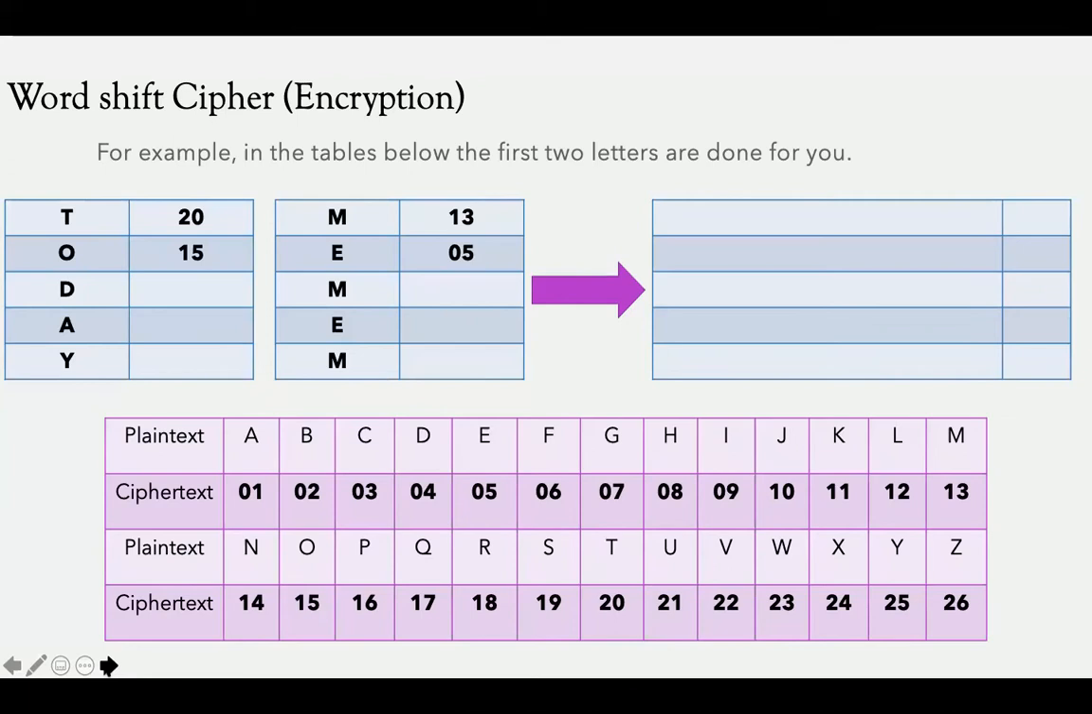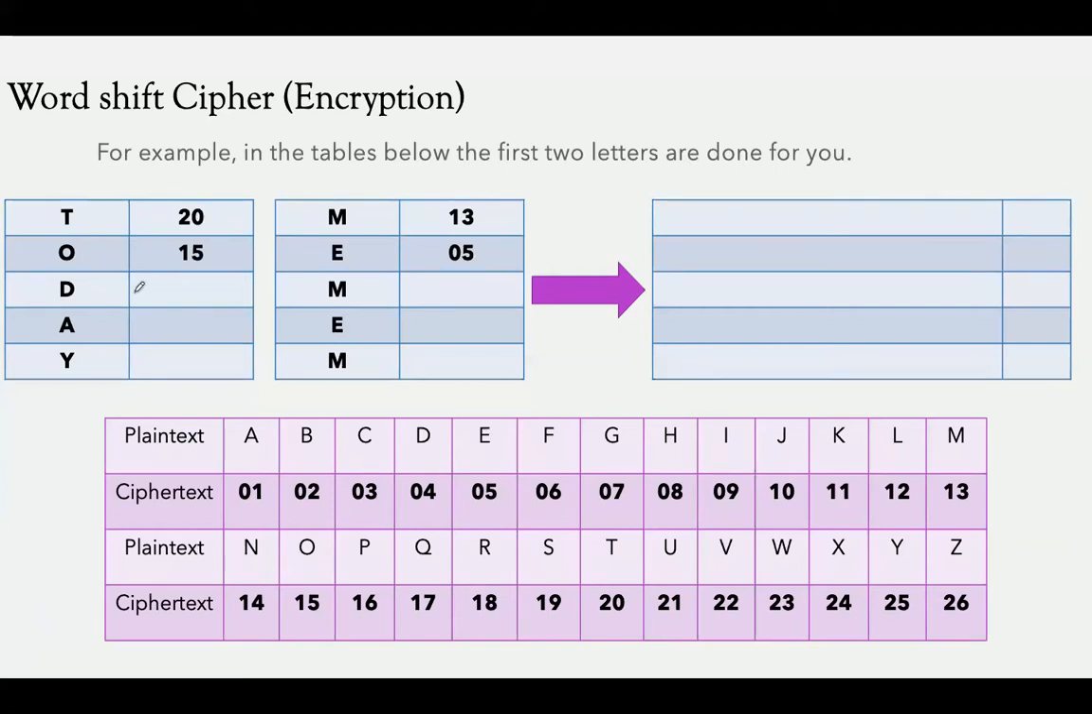So here's just an example of how we're going to encrypt using the Wordshift cipher. Here I have a plain text and a cipher text, which is all in numbers. If I'm going to take "today" and "me" repeated, I only need 5 of these, because "today" is only 5 letters.